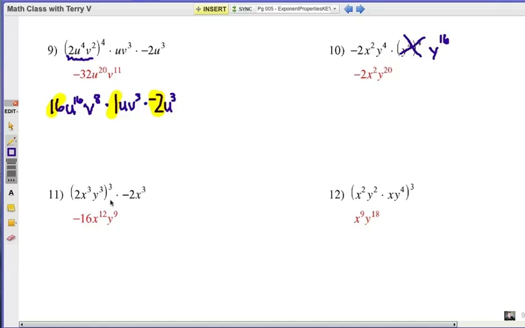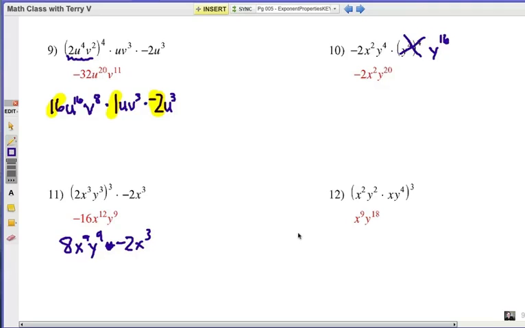All right, number 11. If we do powers of powers here, that's 2 to the 3rd power, so that would be 8. 3 x to the 3rd power raised to the 3rd power is x to the 9th. And same thing with the y to the 9th. Okay, and then of course we are going to multiply by that negative 2 x to the 3rd. So put it all together, and it's supposed to be multiply right there. So negative 16 x to the 12th y to the 9th. At this point we are going to add the exponents together.